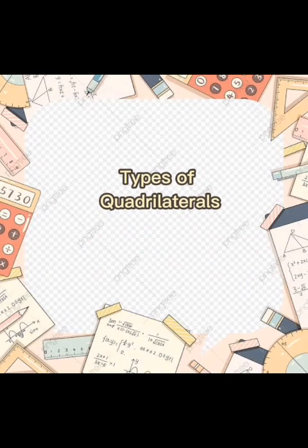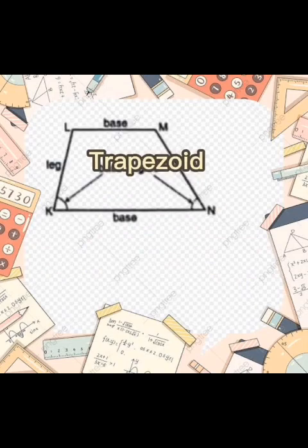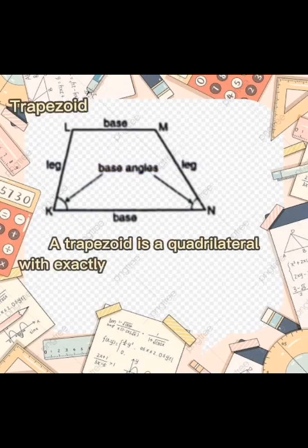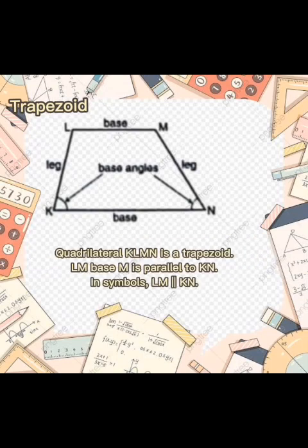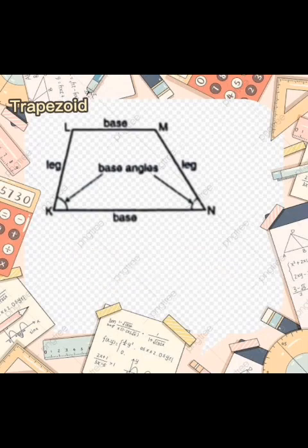Types of quadrilaterals. Trapezoid. A trapezoid is a quadrilateral with exactly one pair of parallel sides. Quadrilateral KLMN is a trapezoid. LM is parallel to KN.